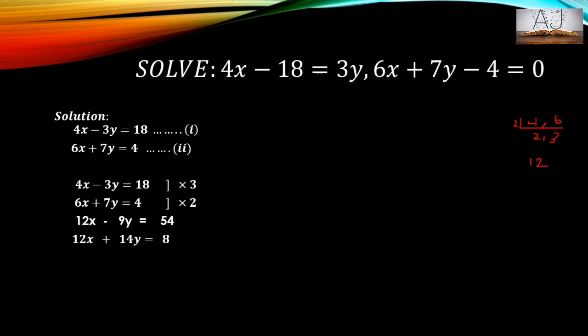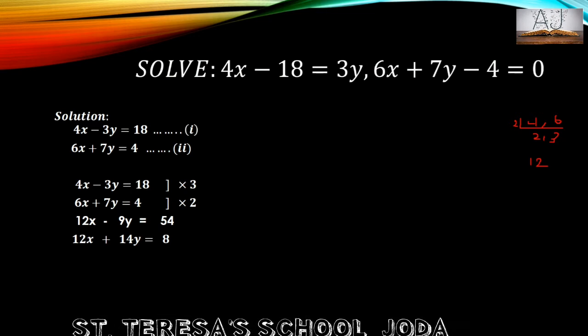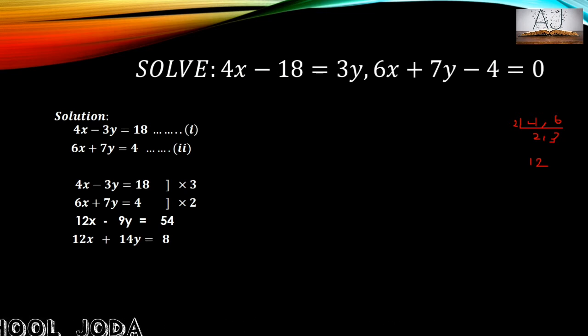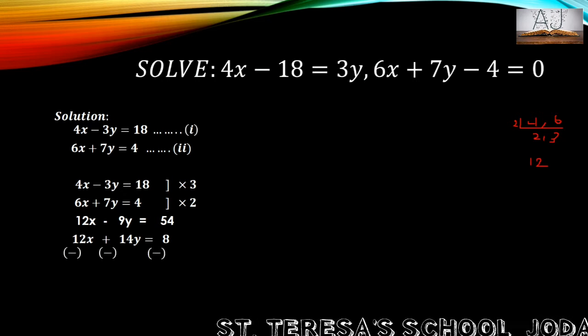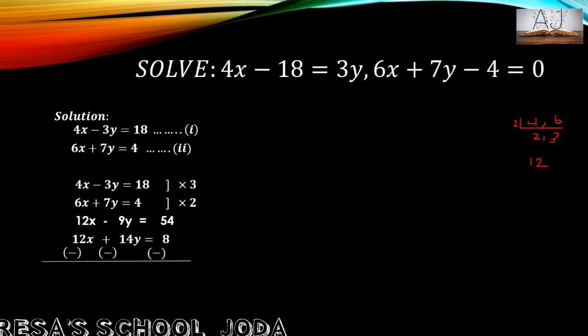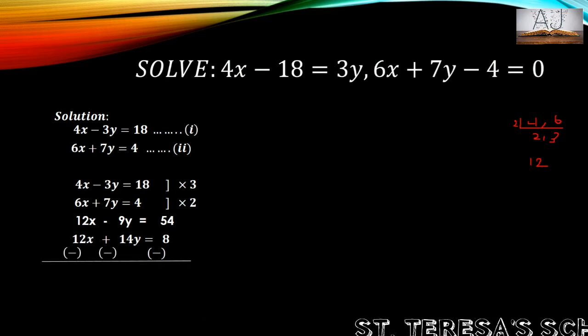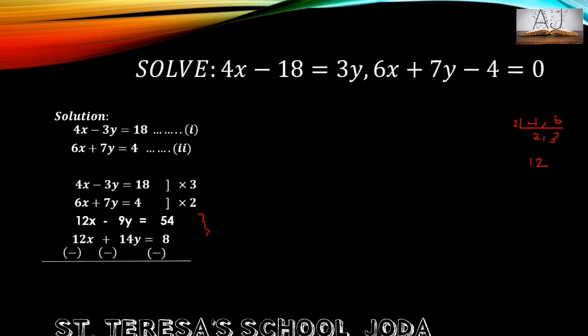Now we cannot cancel 12x and 12x because both have the same sign. If you subtract, then we can change the sign. So I am changing the signs: plus becomes minus, plus becomes minus. Only the lower equation's signs you have to change. And below that give a line. Now 12x and minus 12x can be cancelled.